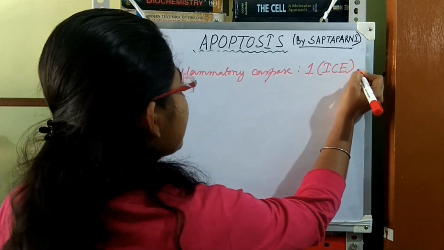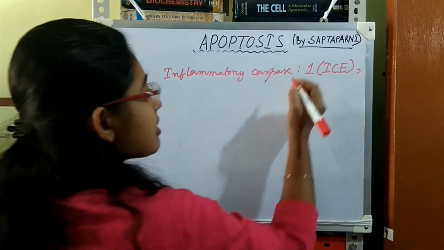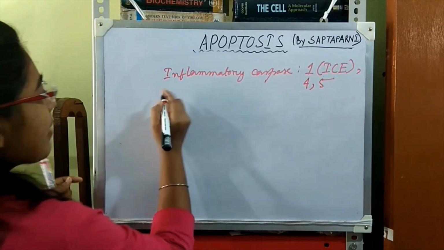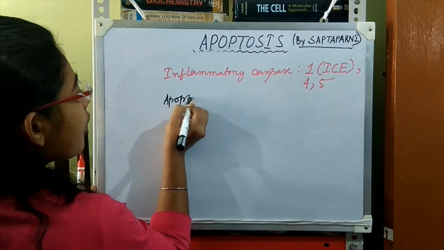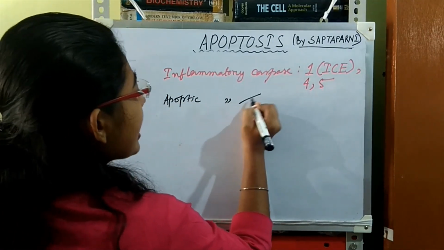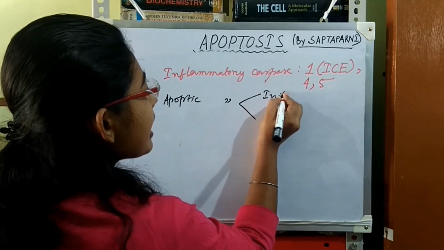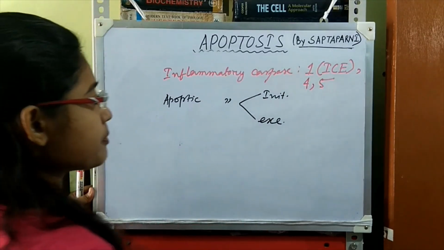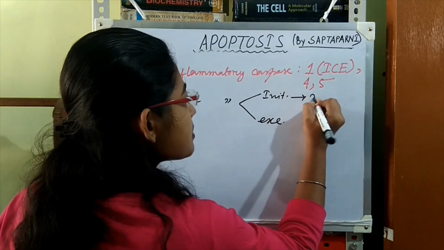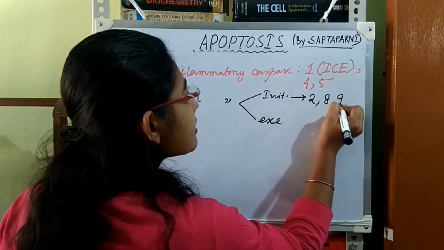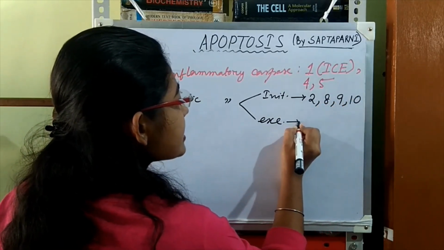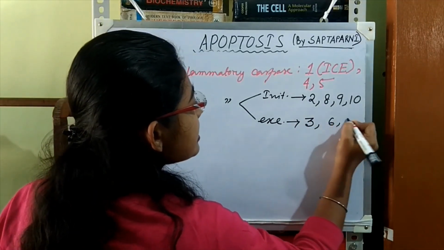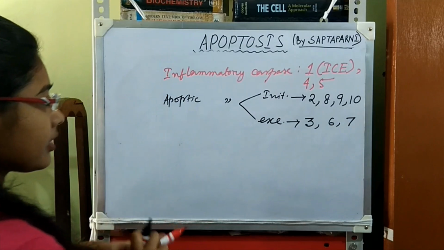Other inflammatory procaspases are caspase 4 and 5. Now the apoptotic caspases are of two types, okay? Either they could be initiator apoptotic caspases or they could be executioner apoptotic caspases. Initiator apoptotic caspases are caspase 2, 8, 9 and 10, whereas executioner caspases are caspase 3, 6 and 7, okay?